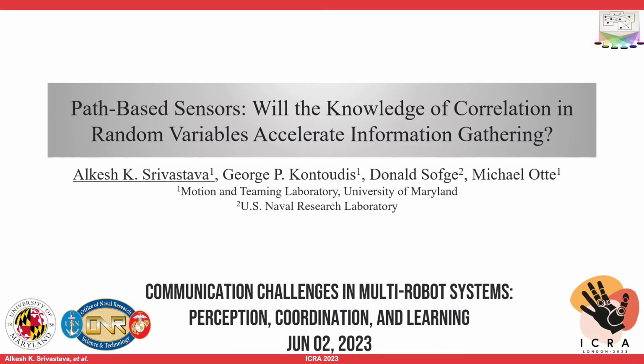I'm a researcher at the Motion and Teaming Lab of University of Maryland College Park, and today I'll be talking about my research on path-based sensors. I will be focusing specifically on the question: will the knowledge of correlation in random variables accelerate information gathering?